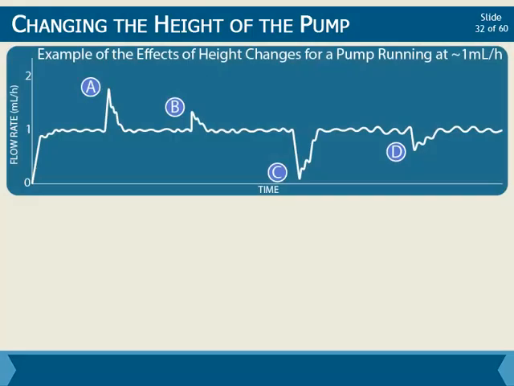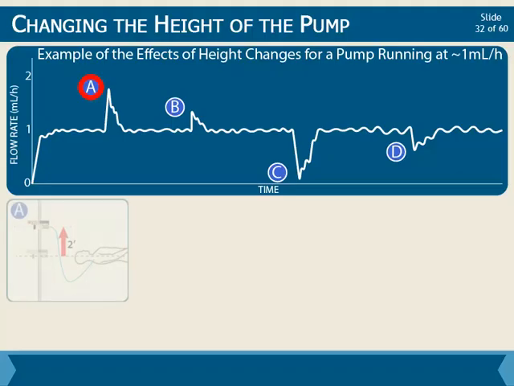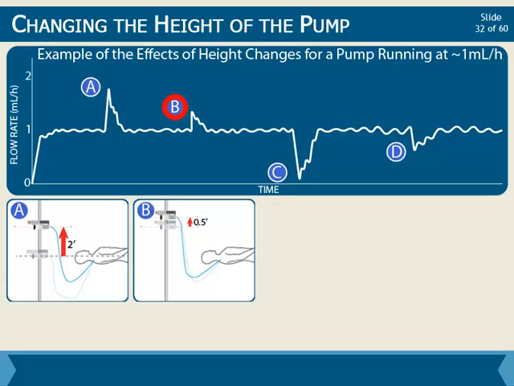Let's look at a situation where the pump's height changed multiple times over the course of an infusion and its impact on the delivery rate. In this example graph, an infusion was programmed to run at about 1 milliliter per hour. At point A, we have a temporary increase in delivery brought about by the pump being moved 2 feet upwards. At point B, we have another smaller temporary increase in delivery brought about by the pump being moved another 1/2 foot upwards. We have a sudden, prominent decrease in delivery at point C, where practically no flow occurs.